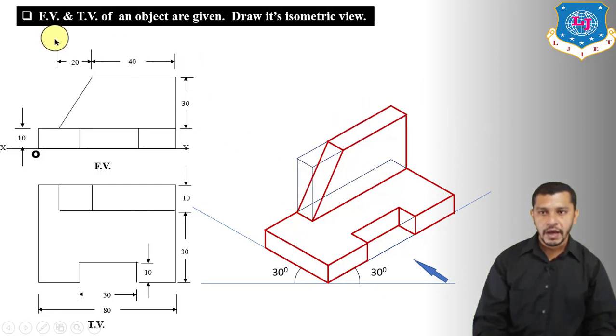At the end, mark all the dimensions, which are our actual dimensions because we have drawn the isometric view. And if you want to draw the isometric projections of this object, then convert all these dimensions into isometric dimensions by using the isometric scale. So try to draw the isometric projections of this object by using the isometric dimensions.